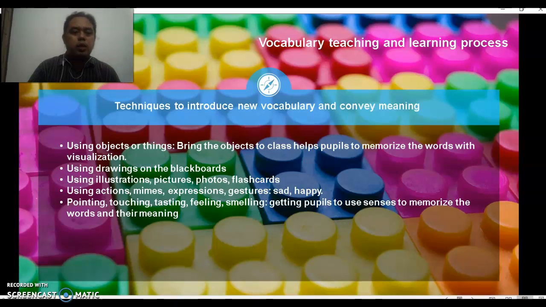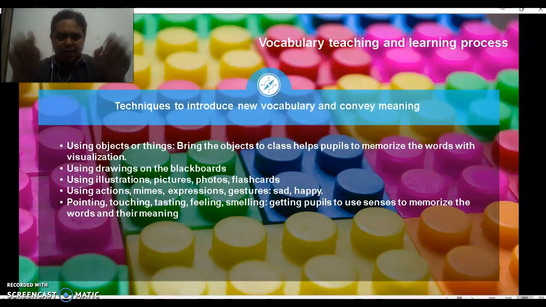The next technique that we can use is drawings on the blackboard or on the whiteboard. Or we can use illustrations, pictures, photos, or flashcards. If we want to teach them about adjectives, we can use mimes, we can act, we can use expressions or gestures. For example, the word sad, so we have to mime. Our facial expression should be sad. Or happy, so we have to act out happy words.